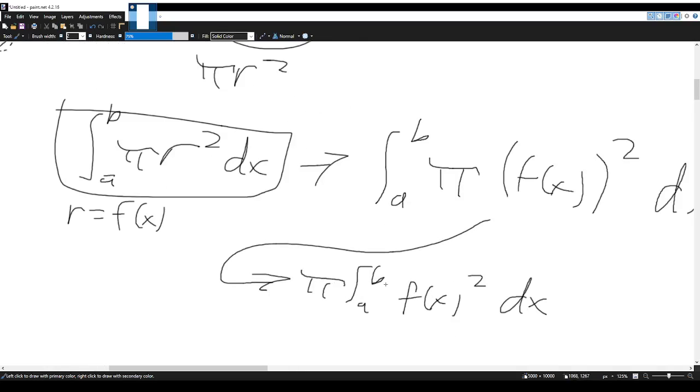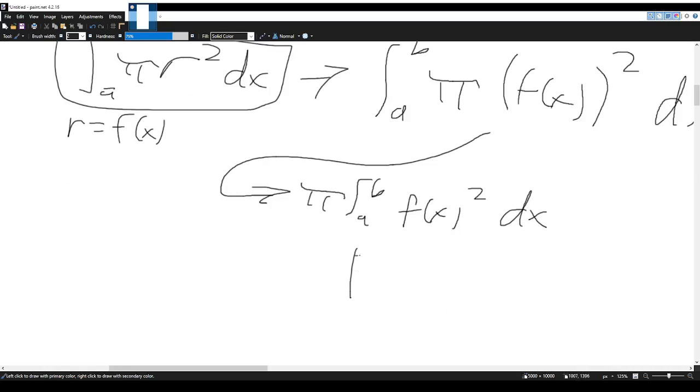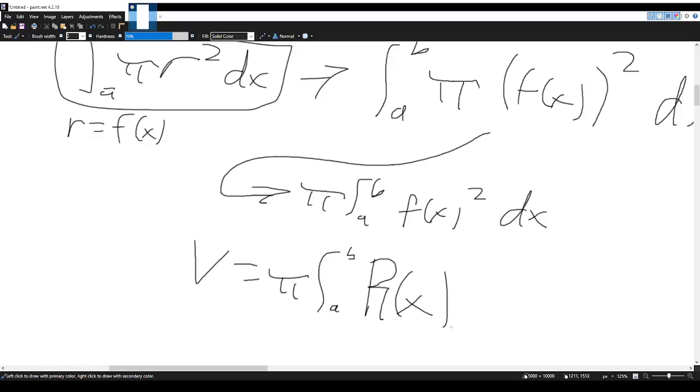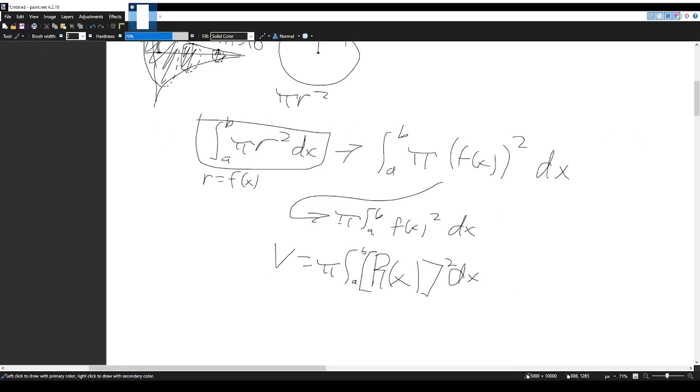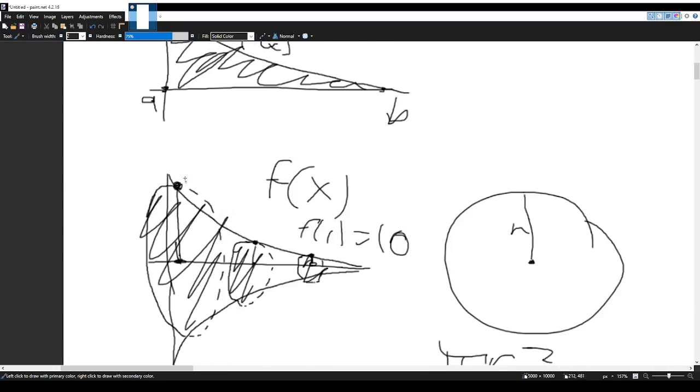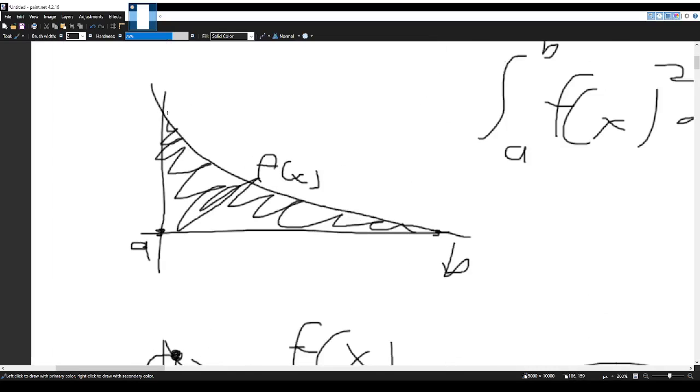Instead of f of x, you might see r of x. Maybe it stands for revolution, maybe radius, I don't know, but at least my textbook writes it as big R of x, with the square. So you might see it written this way, but it's the same general idea. That is the volume of something like this, where you have the area from the curve down to the x-axis and you're just rotating.